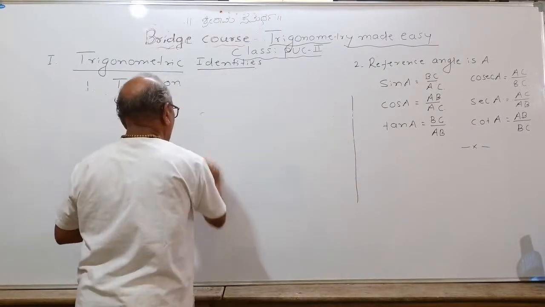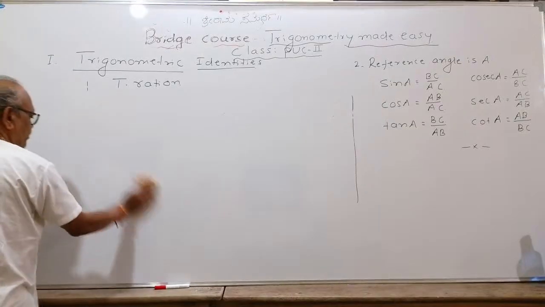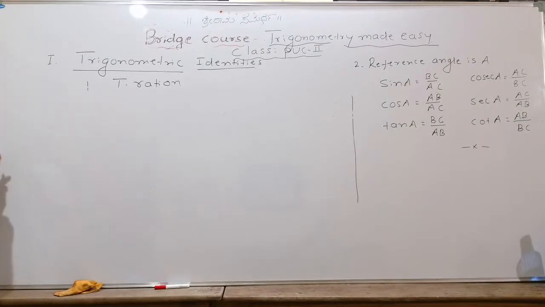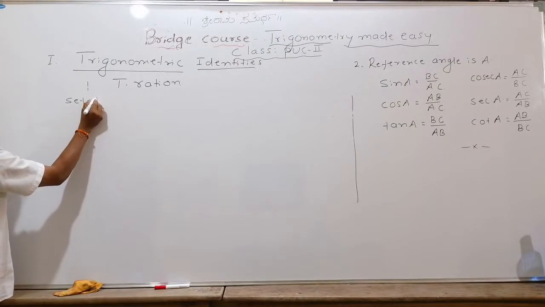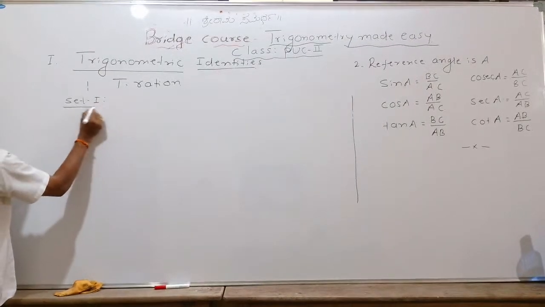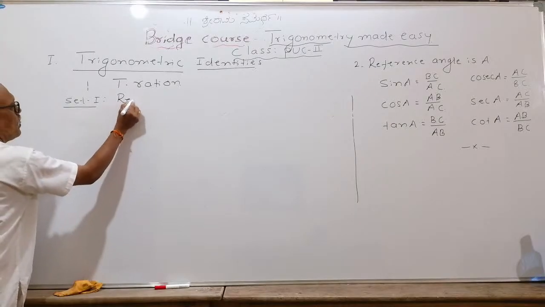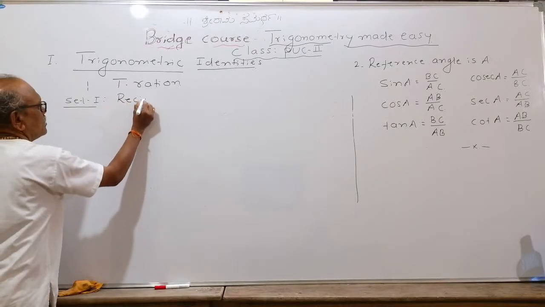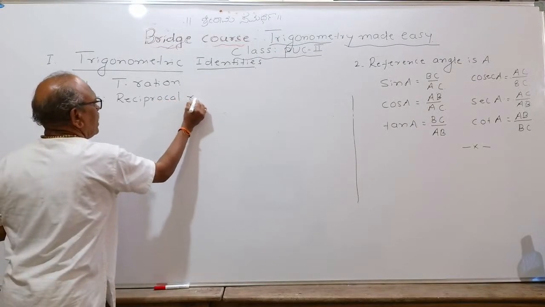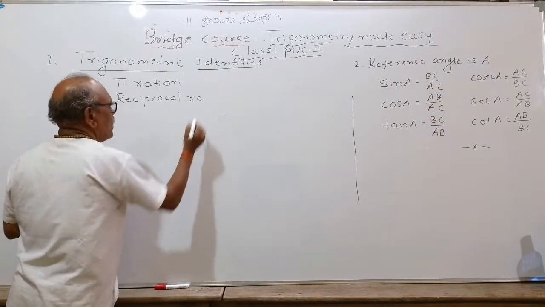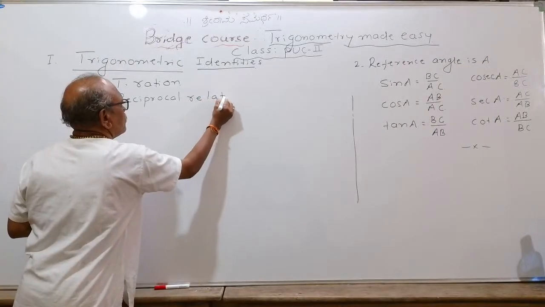And go on giving numbers and make a small cheat sheet for application. Set 1 results. Set 1 will be reciprocal relations. To make it applicable for reciprocal relations.